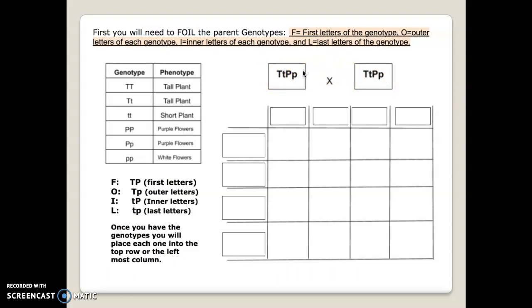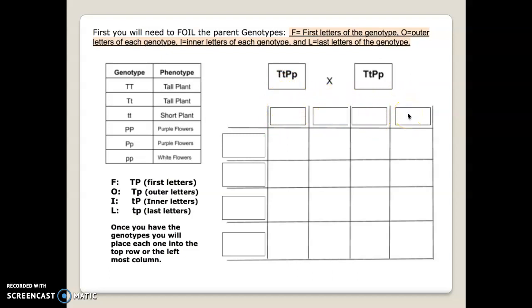The first step into solving any of these problems is to FOIL your genotypes. You have to get the gametes on the top and the bottom. The gametes are going to be 2 letters. They're going to be one from the first gene and one from the second gene. So this can't be big T, big P, little p. That's incorrect. I have to have one of each. I have to have a T and a P in each one of these boxes.